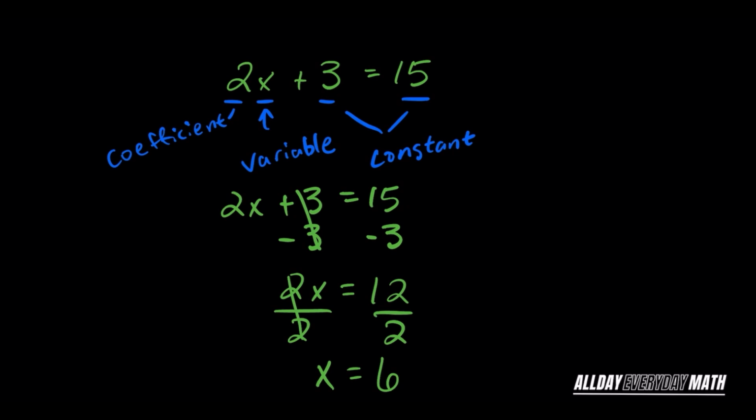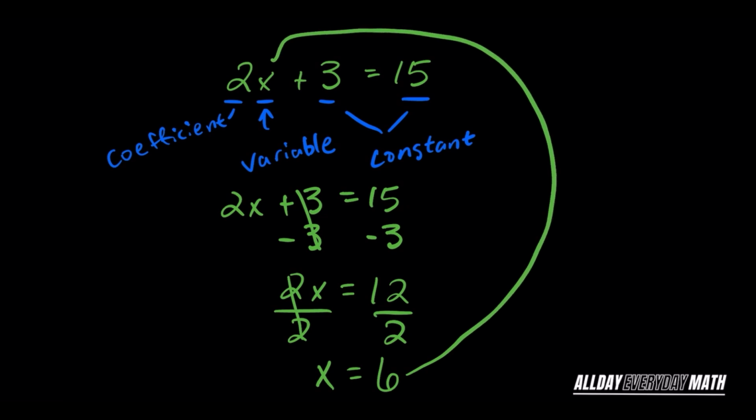Now, if you want to be careful and have a good way to check your answer, what you can do is take your answer, 6, and plug it back in for x in the equation, and just make sure that it makes sense and the math checks out, right? So 2 times 6 is 12, plus 3 is equal to 15. And that does make sense. So that's just an easy way to check your answer. So we are confident that the answer is x equals 6.